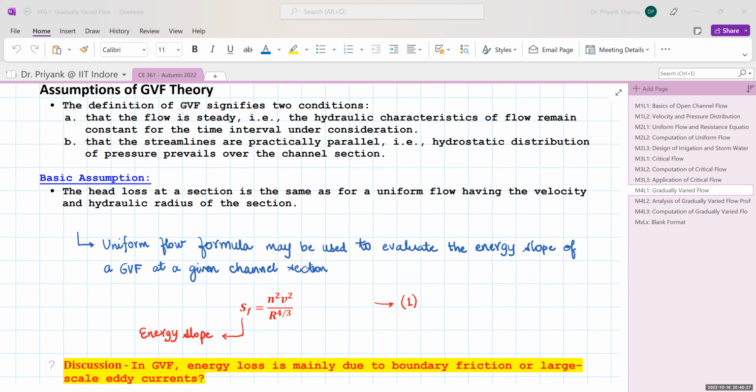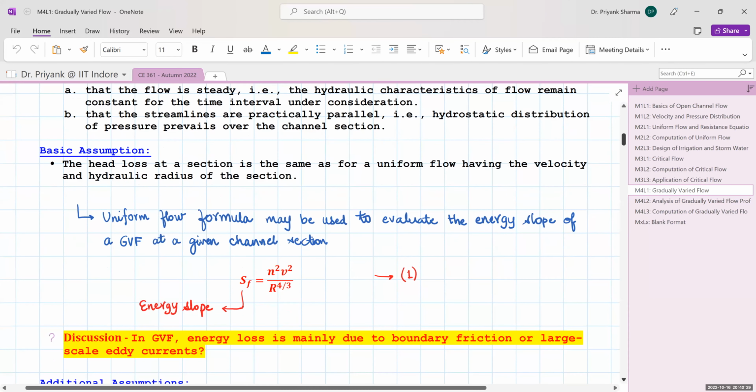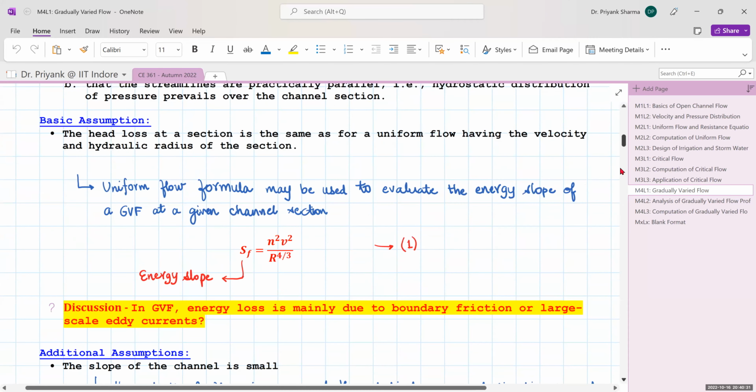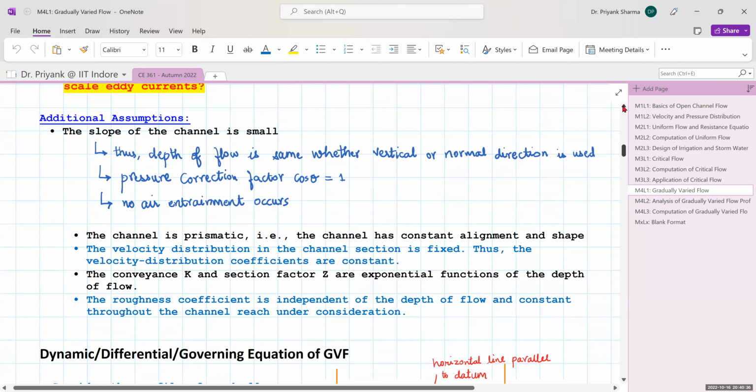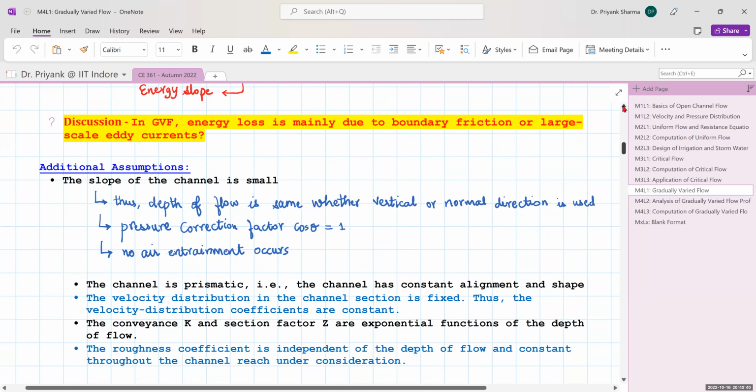So that brings us to a discussion question: in GVF, the energy loss is mainly due to which factor? Is it due to boundary friction, or is it due to large scale eddy currents? Mainly in the case of flows where there are two components. One is the resistance due to the bed material that is causing the friction, and second, the vortices which are generated, that is, the eddies.